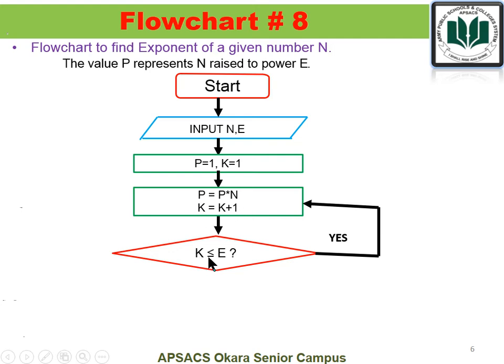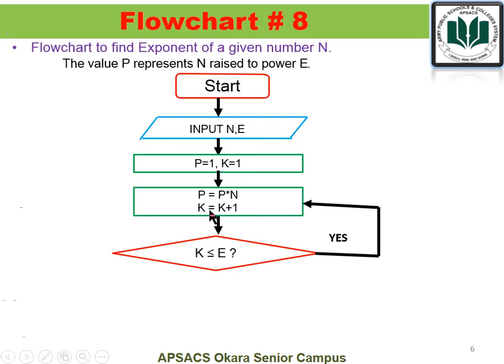So is 3 less than or equal to e? What was the value of e? e was 3. So 3 is equal to e. So it is yes. We will move to the previous step, which is p times n. What was the previous value of p? p was 25. Now the value of n is 5. 25 multiplied by 5 will become 125. So what is the value of p now? 125. So k will be incremented again.